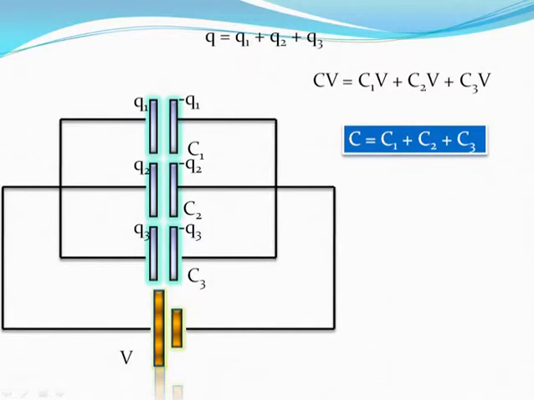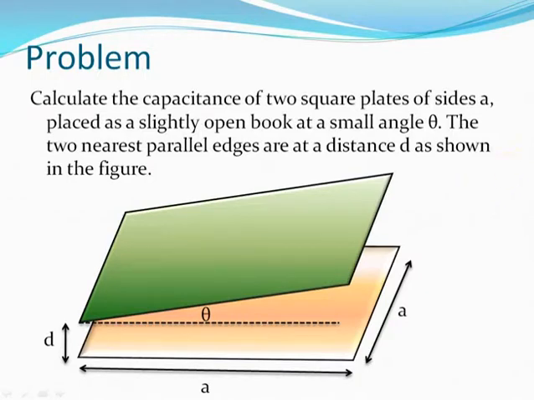Initially you might find this a bit confusing, but we'll keep on solving some problems and that will simplify all the concepts. Let's start off by solving this problem here. Calculate the capacitance of two square plates of sides A placed as a slightly open book at a small angle theta. The two nearest parallel edges are at a distance d as shown in the figure.